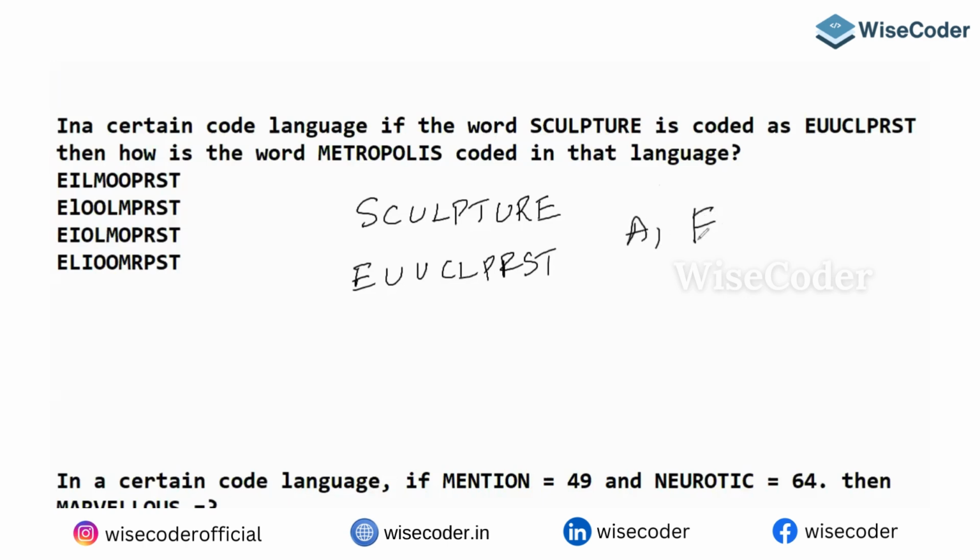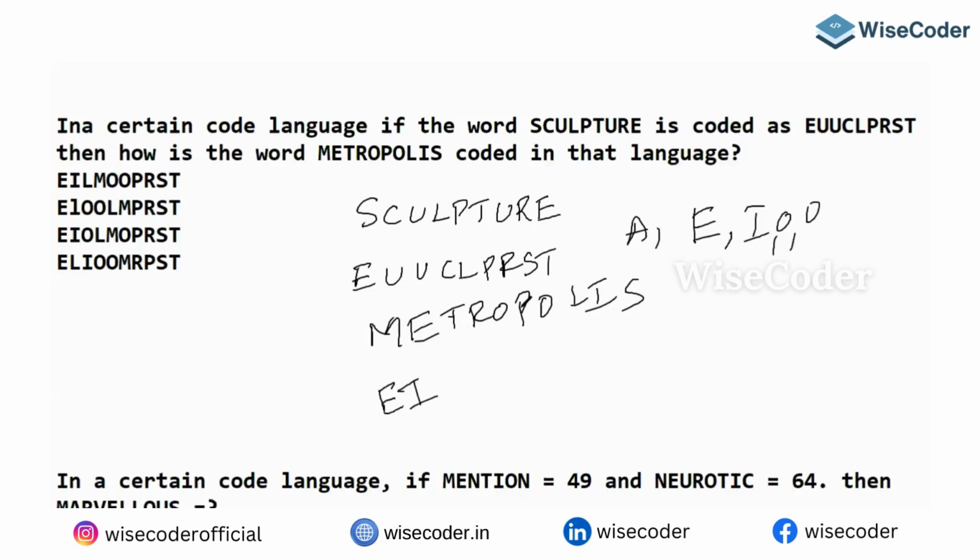I hope you remember AEIOU. AEIOU are what? Vowels. So the logic behind this question: first he has written vowels in alphabetical order followed by consonants. In the same way, I want METROPOLIS. First we need to figure out the vowels. Is A present here? No. E is present? Yes. I is present here? Yes. O is present, how many O's? Two O's. U is no.